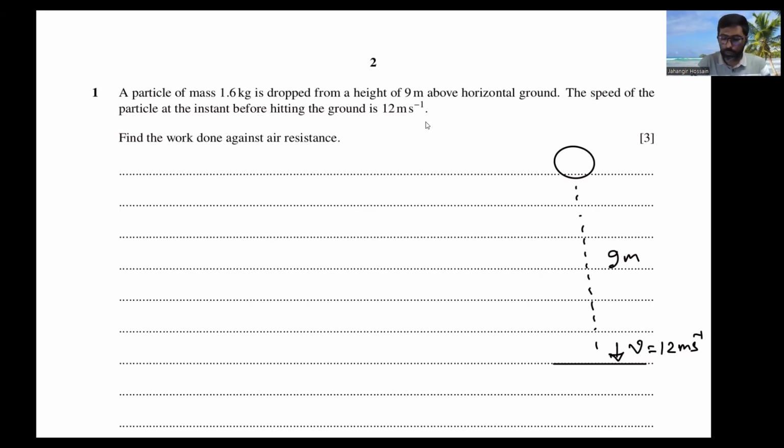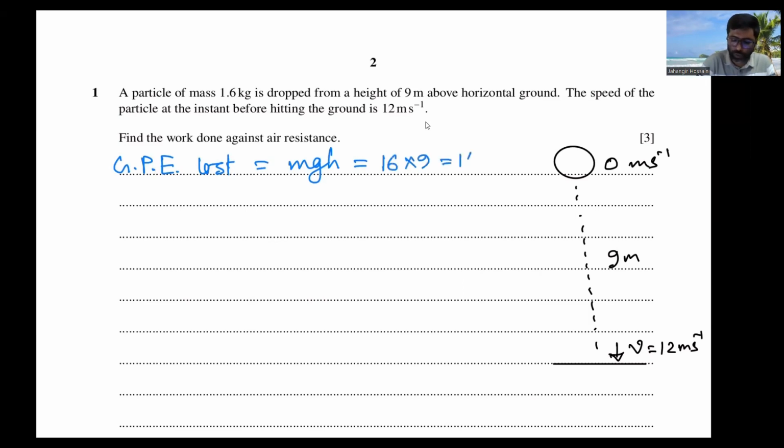To consider the work energy principle, you see the particle is descending, so it is losing gravitational potential energy. Initially the particle starts from rest, so it is gaining kinetic energy, and there is work against resistance. So if you calculate these three things, GPE, gravitational potential energy lost, will be mgh. Mass of the particle 1.6, g is 10, so that is 16 times 9, that is 144 joules. That's the GPE loss.